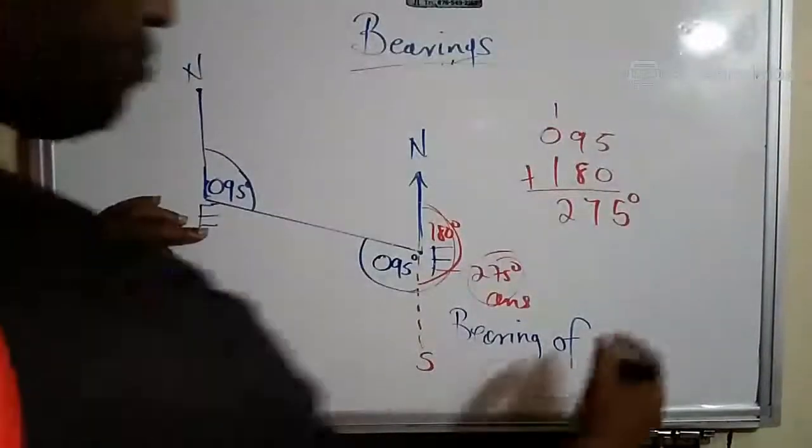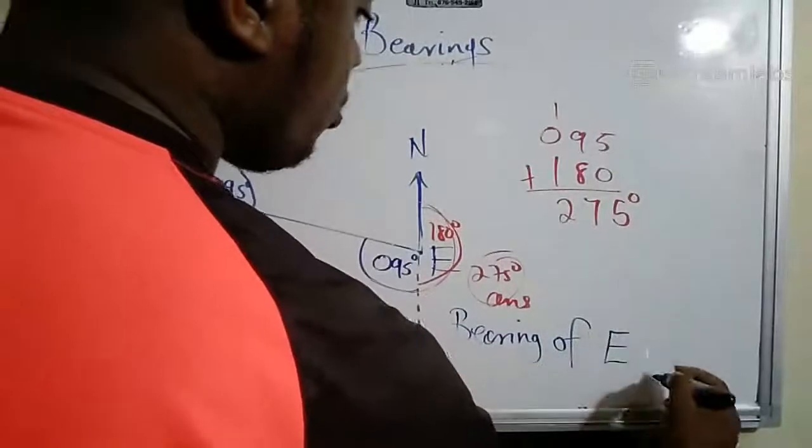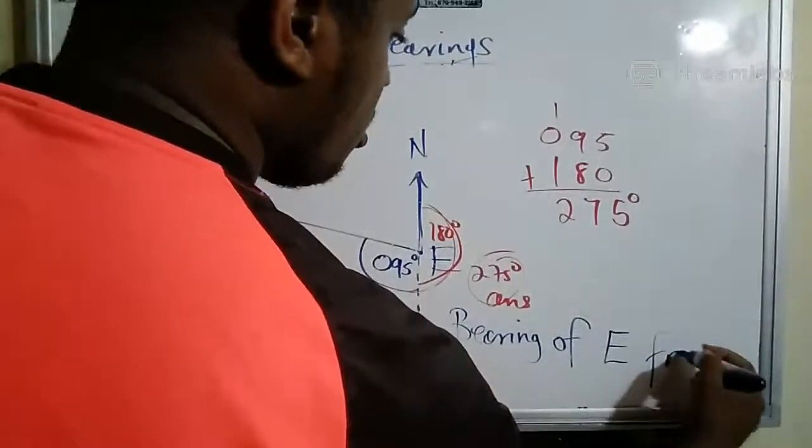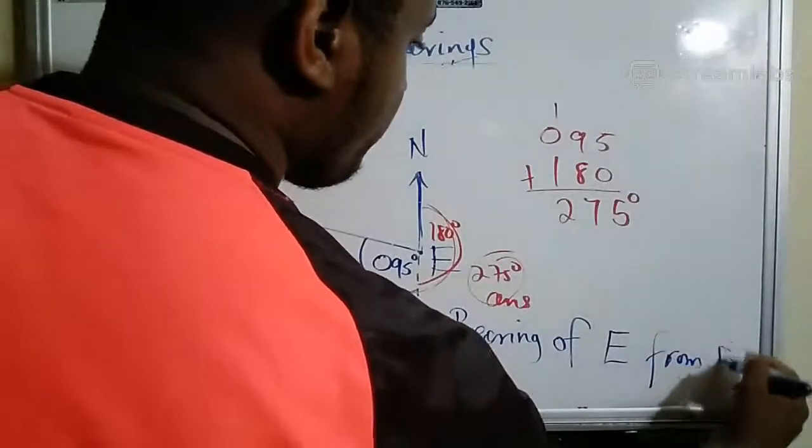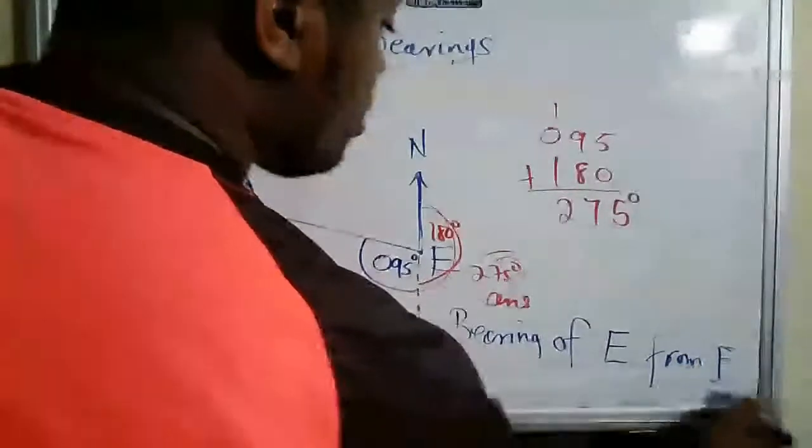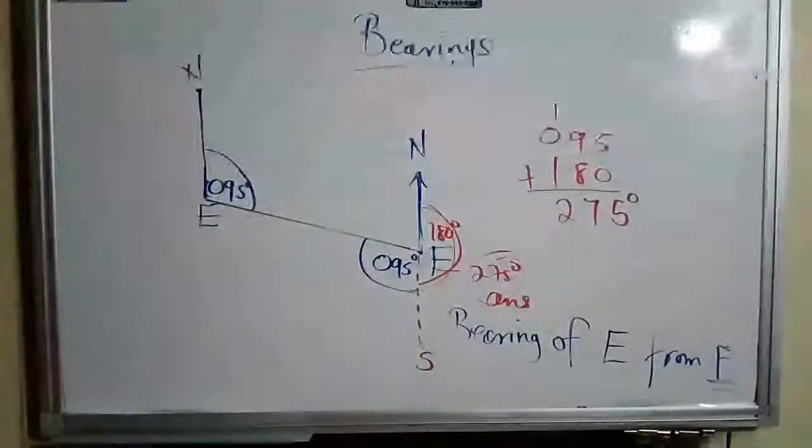of E, but where? From F. So this "from" tells us where it's from. It's not the book that tells me that, you know, guys. It's me who came up with that little idea there.